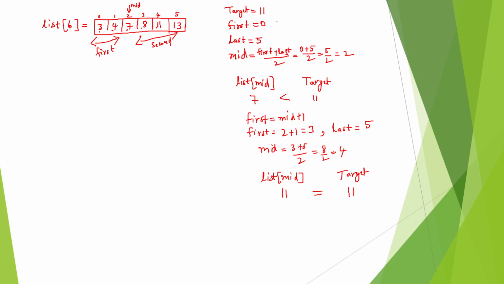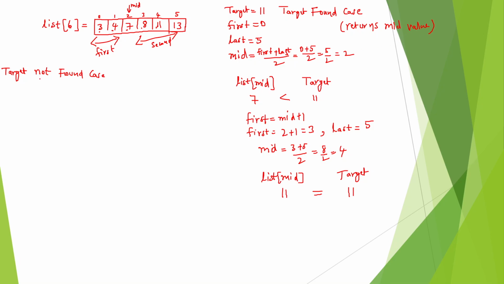Take another example. Whatever we discussed over here is the target found case in binary search. Target found case, and target not found case. In the target found case, how does the algorithm terminate? By returning the index mid value. Whenever the target is found, it will return the mid value.